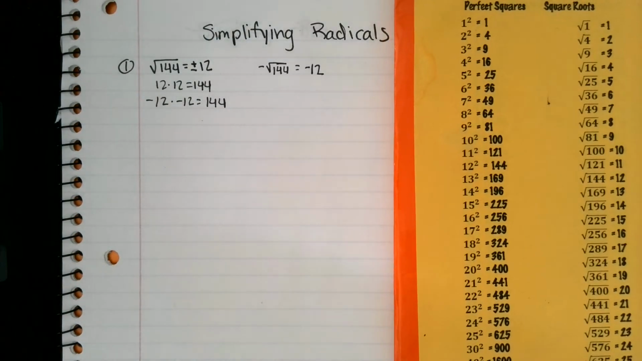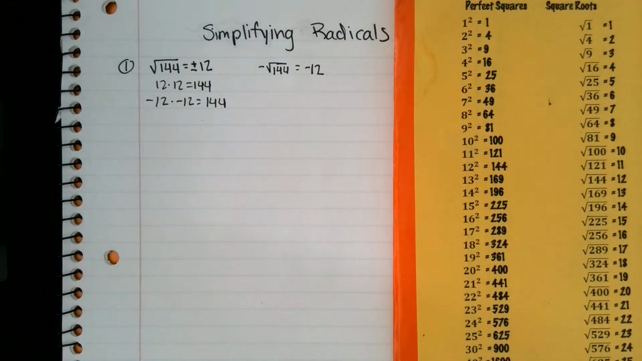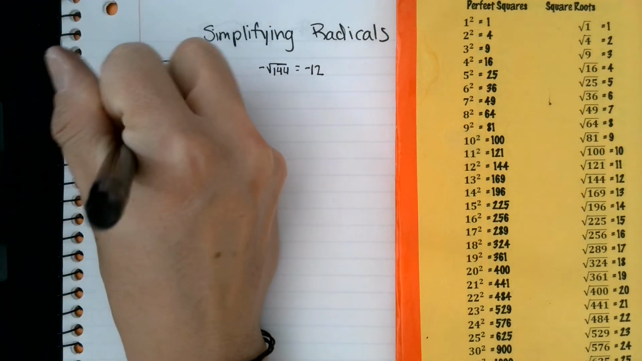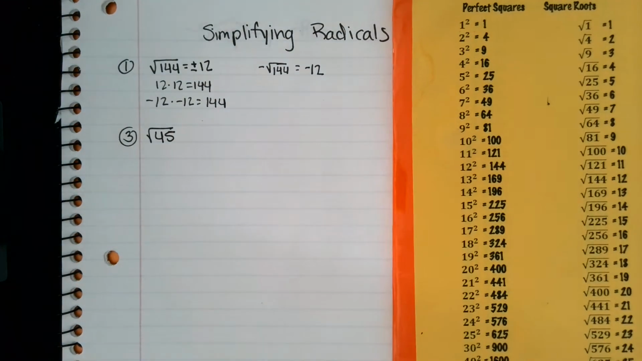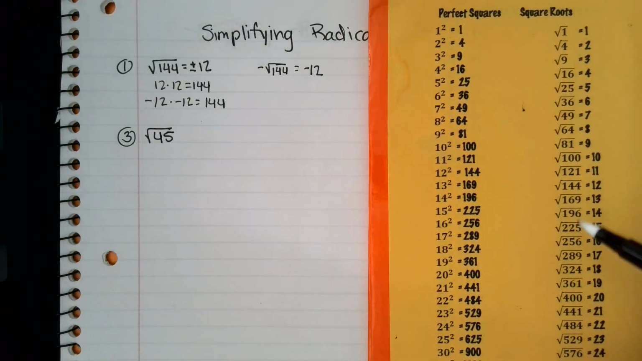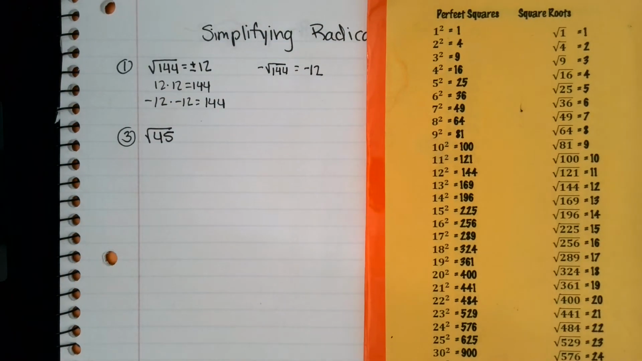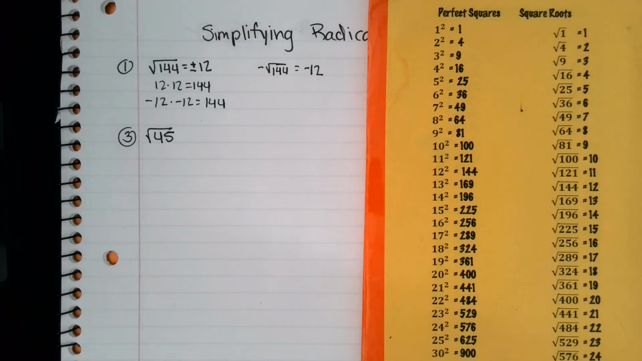What happens when we start moving into ones that are not on this list? For example, what if I gave you the square root of 45? As you know, 45 is not on this list of perfect squares. 49 is, but 45 isn't. So how do we simplify this? You can put it in the calculator, and we know it's going to be an irrational number, a decimal that goes on forever with no pattern. It does not repeat. But that's not what we want to do. We want to simplify this on our own.